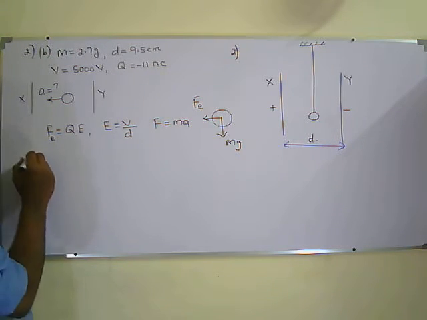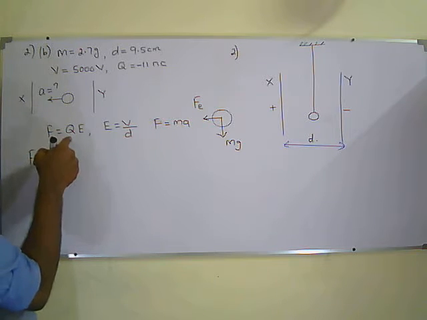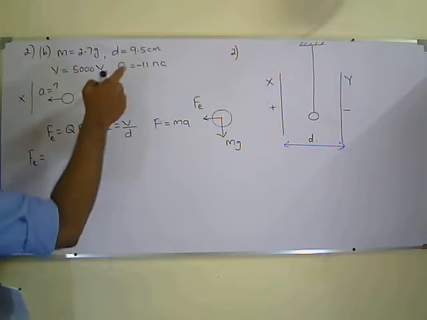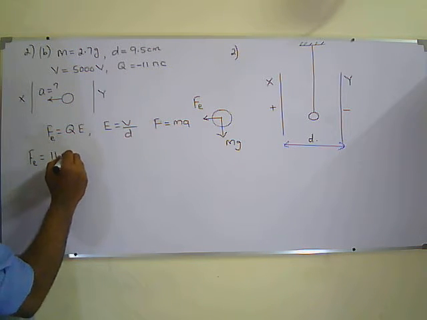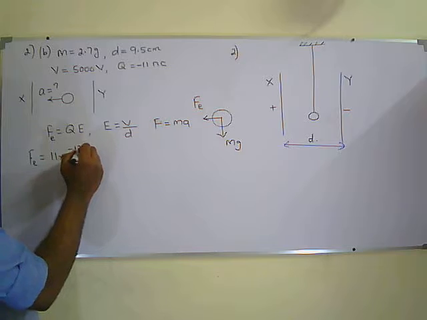So I can say Fe is equal to the charge of the metal ball, which is 11 nanocoulomb. I don't need to use the negative sign. 11 into 10 to the power minus 12.